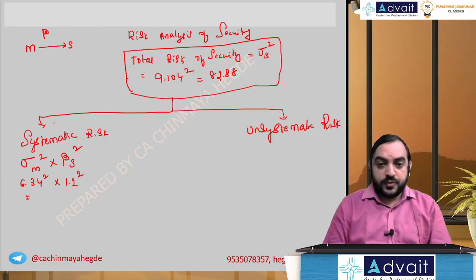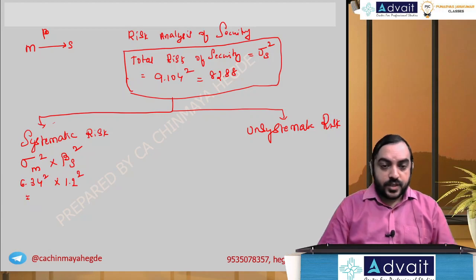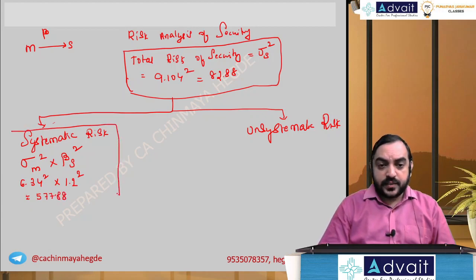6.34 into 6.34 into 1.2 into 1.2. 57.88. This is systematic risk of security.